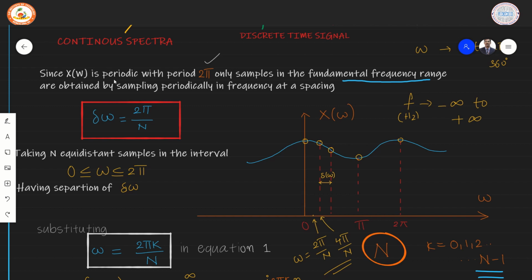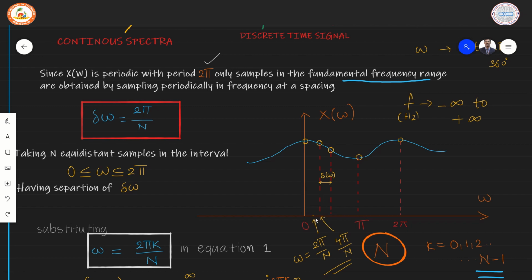Now, X of omega is periodic with a period equal to 2 pi. Only samples which lie in the fundamental frequency range are taken, and suppose we sample it periodically. So it is sufficient to consider the frequency from 0 to 2 pi. Please note the horizontal axis omega, and the signal is now called X of omega. So this is the continuous spectrum, and the solution to reduce the number of points is to go for sampling.